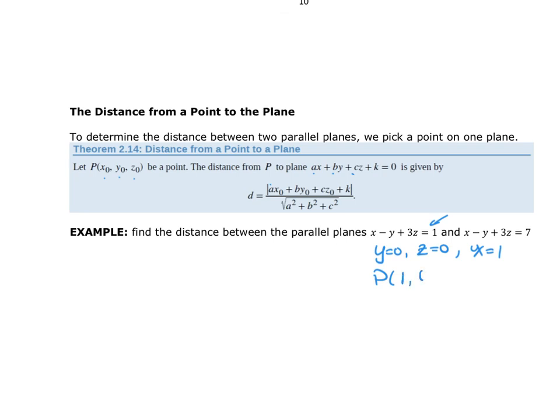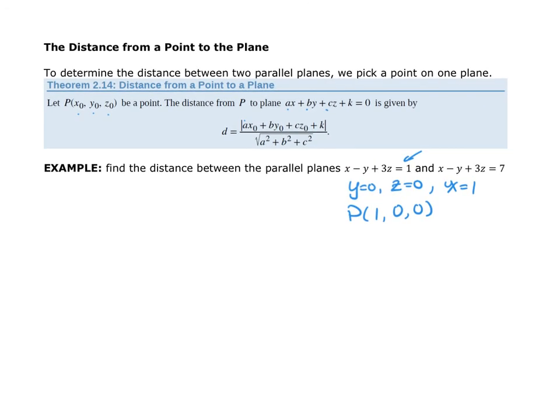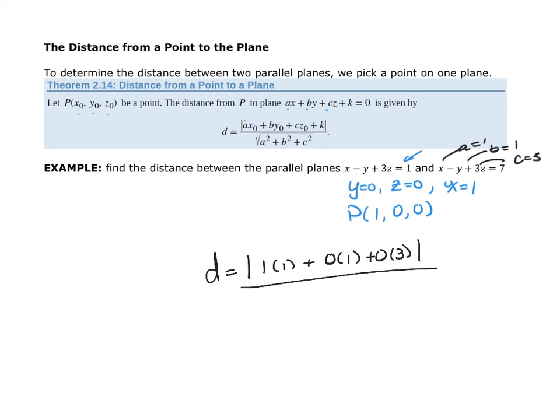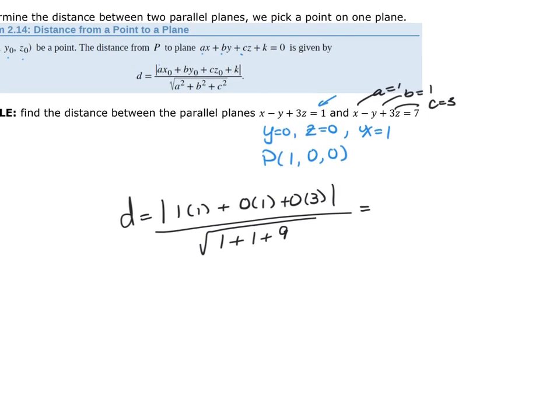My point is 1, 0, and 0. Now, using this equation, d is equal to the absolute value, where A is equal to 1, B is equal to 1, and C is equal to 3, and it's coming from here. So I have 1 multiplied by 1 plus 0 multiplied by 1 plus 0 multiplied by 3. It's a nice point to pick, isn't it? And then it's going to be divided by the square root of 1 plus 1 plus, in this case, 9. And so my distance between these two parallel planes is going to be 1 over the square root of 11. And that's it. That's this whole video. It's a long one.